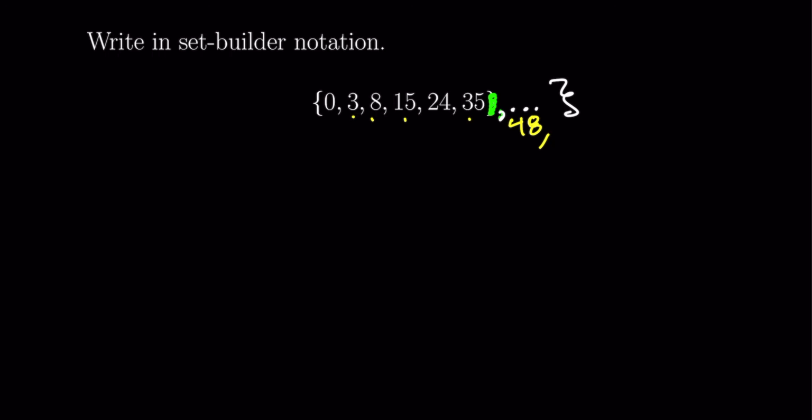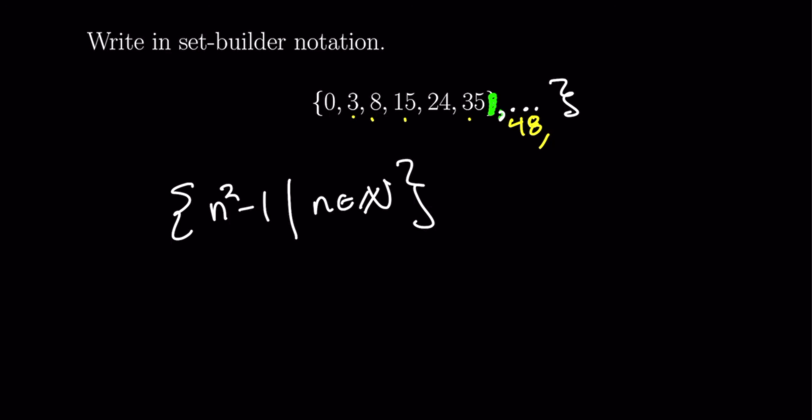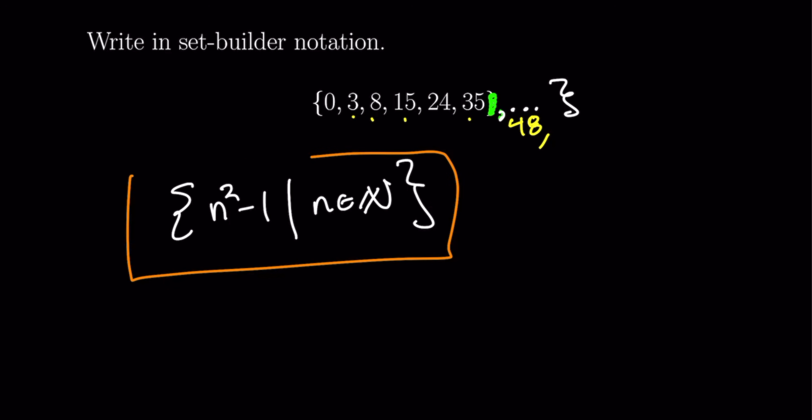Okay, so I think that's enough to write down what we have. I would maybe write this as everything of the form n squared minus 1, where n is a natural number. Notice we want to write with natural numbers here, not integers, because if we used integers, we would also include the number -1, given that 0 squared minus 1 is -1. So this would be a nice final answer for this problem.